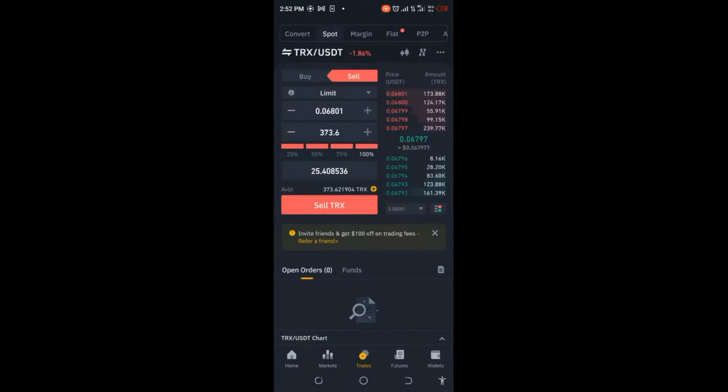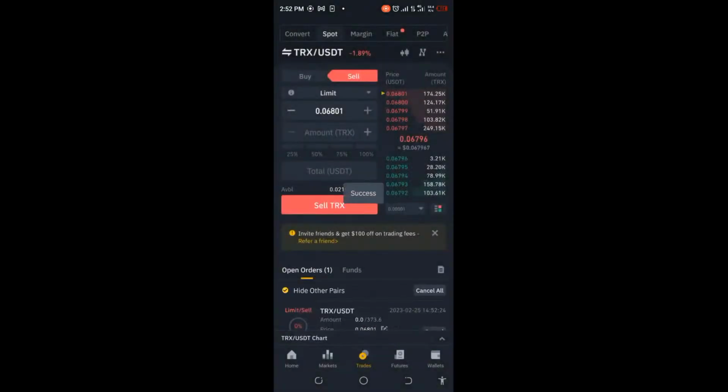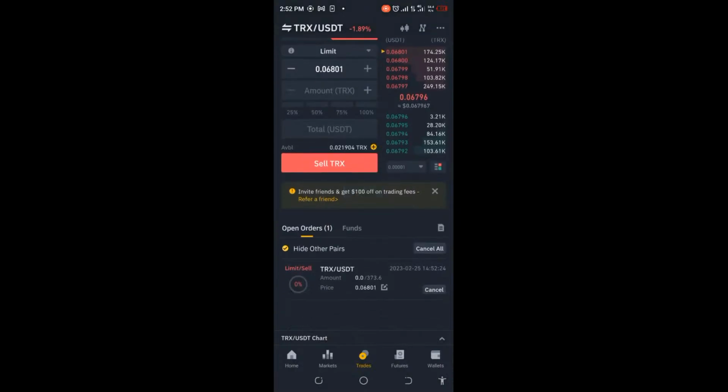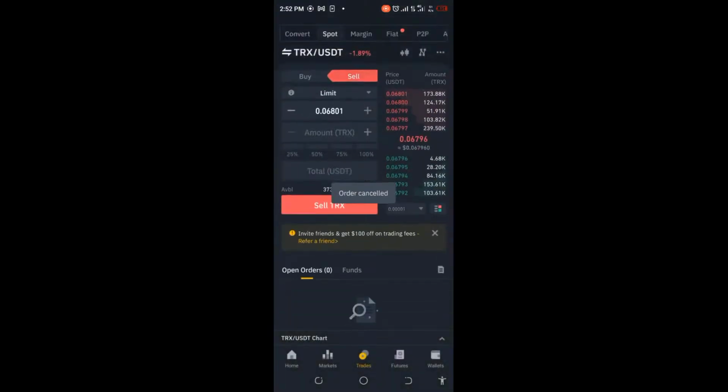So let's go ahead and just take a screenshot and then we will sell the TRX. Oh, it's in the queue. No, I don't want to be in the queue.